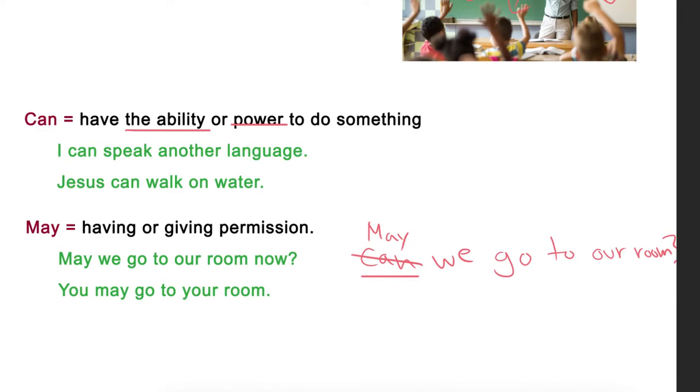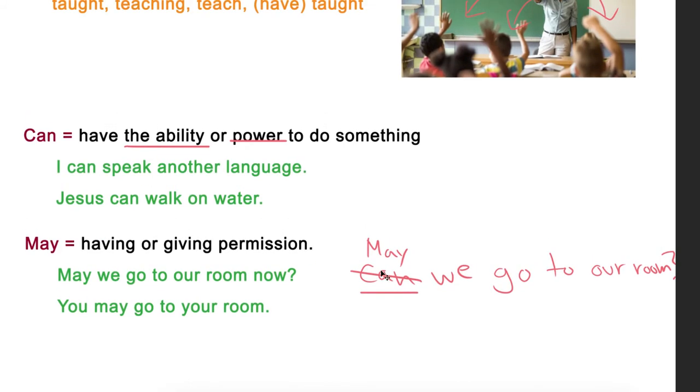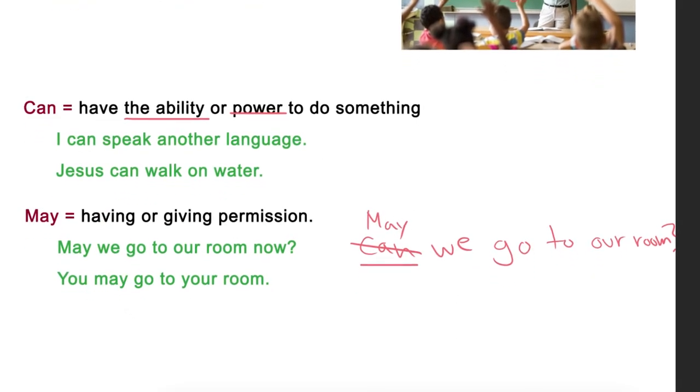But if you use can this way, of course, everyone's gonna know what you're talking about. But if you want to use English correctly and sound a little bit more proper, you should use the word may. Because if you think about it, this sentence is kind of silly if you say, "Can we go to our room?" You ask your mom, "Oh, am I able to use my legs and walk over to my room, mom?" That's not what you're asking. You're trying to get permission to go back to your room, so you have to use may.